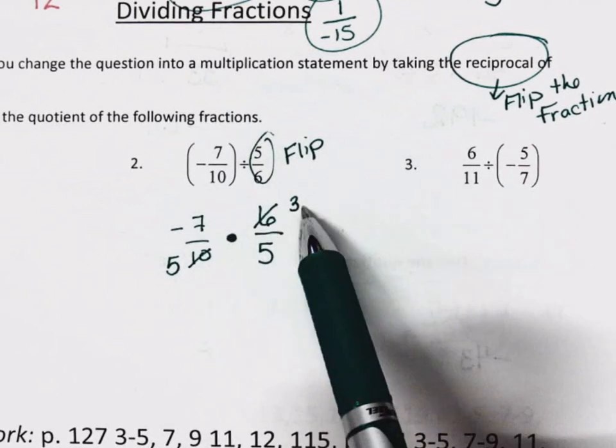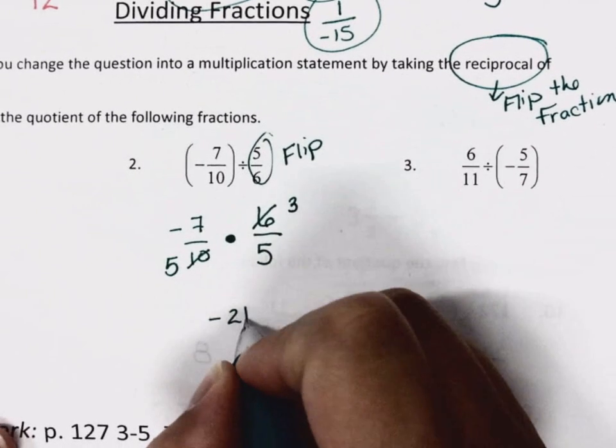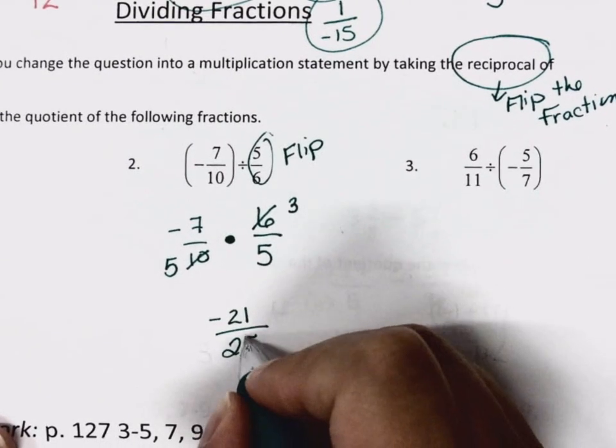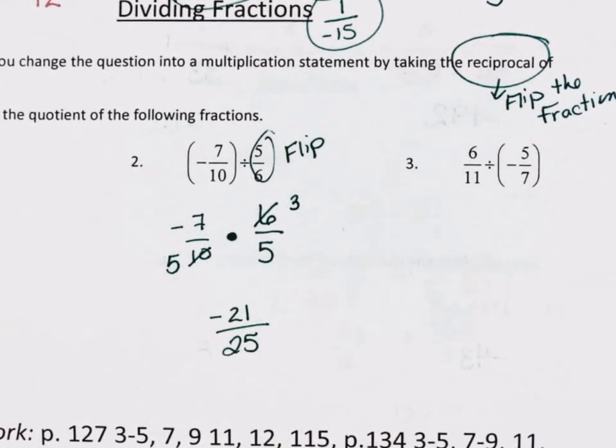So negative 7 times a positive 3 is a negative 21. 5 times 5 is 25. And if you cross reduce, you don't have to reduce again.